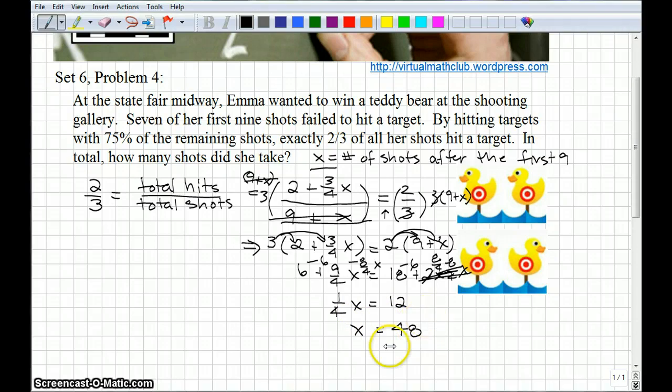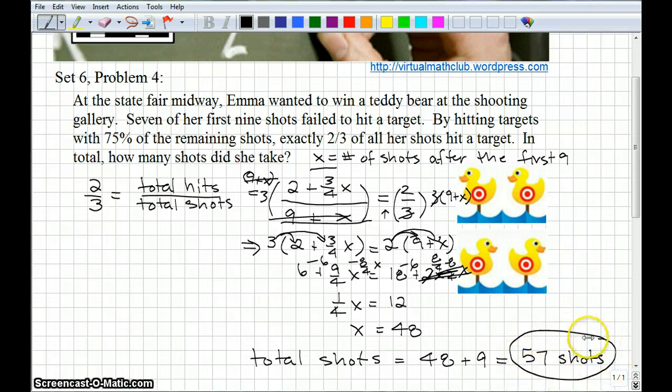Okay? But remember, that's not what we're looking for. We're looking for the total number of shots, and x is just the number of shots after the first 9. So to find the total shots that she took, we have to take 48 plus the initial 9 that she took, and we actually get 57 shots. Alright, sound good? That's the answer.